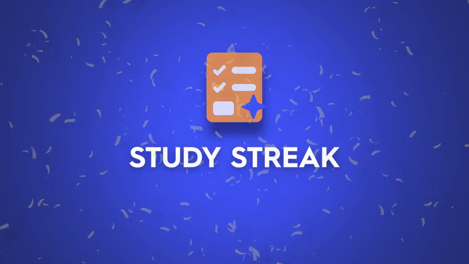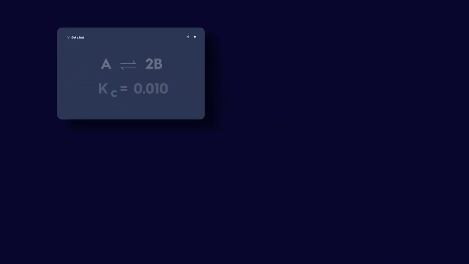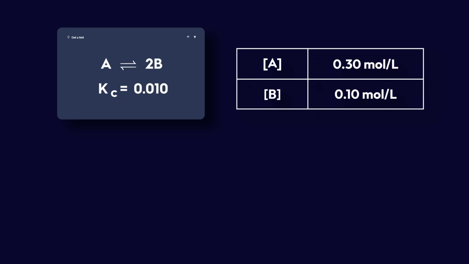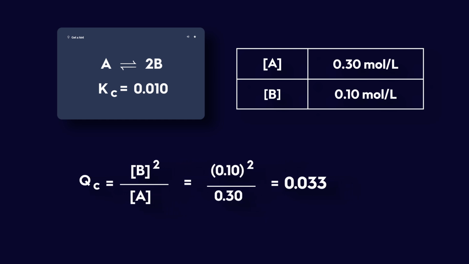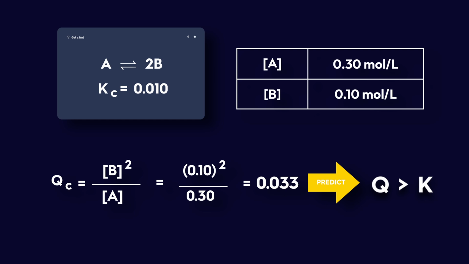Let's change the stoichiometry. For A in equilibrium with 2B, K sub C is 0.010, with A at a concentration of 0.30 molar, and B at a concentration of 0.10 molar. Q sub C equals B squared over A. The obtained result of Q sub C is 0.033. Since Q is greater than K, the mixture will shift left, favoring the reverse reaction and the reactants until Q equals K.